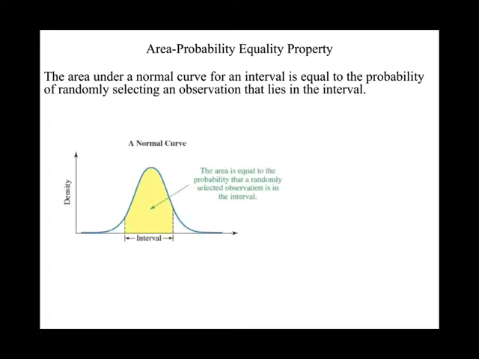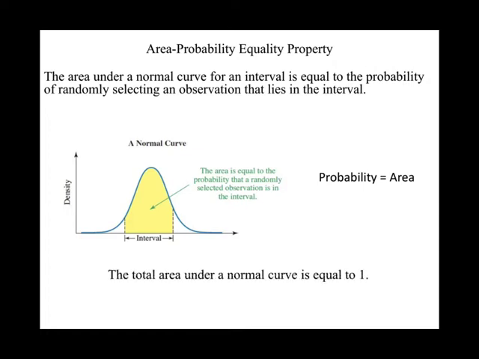Area probability equality property. The area under a normal curve for an interval is equal to the probability of randomly selecting an observation that lies in the interval. This is talking about if you randomly pick one data. And if we want to find the probability, it means we are looking for the area. I want you guys to write this down: probability equals the area. For these sessions, if we are looking for the probability, it means we are looking for the area.